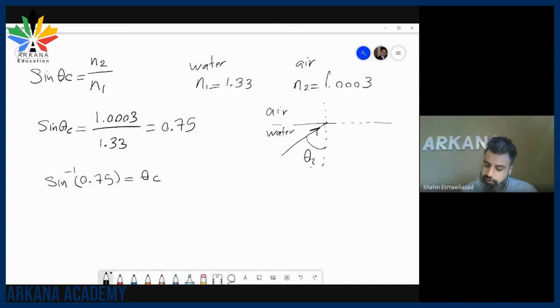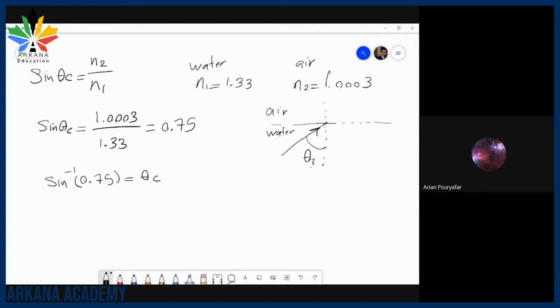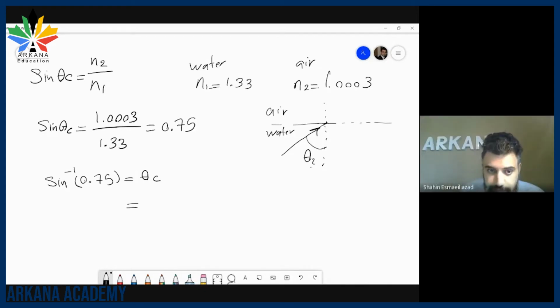This is the arc sine, or sine inverse. You put the sine inverse in your calculator, which is usually labeled arc sine or sine to the power of -1, and then you put in the value of the sine, which you know, and the calculator will tell us the angle. If you do that, you get what angle? 49 degrees, exactly. So we get theta c equal to 49 degrees.